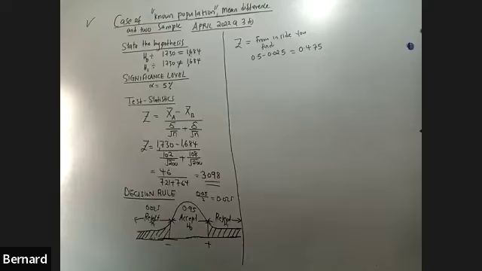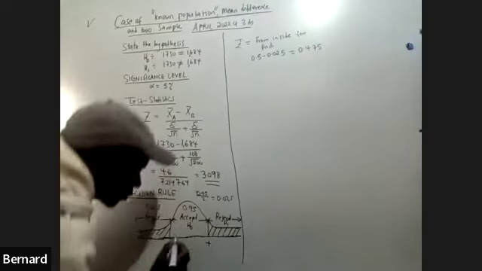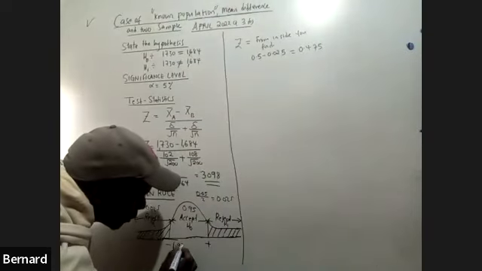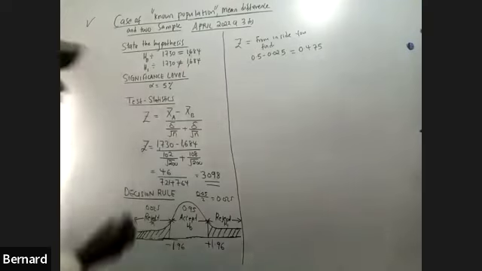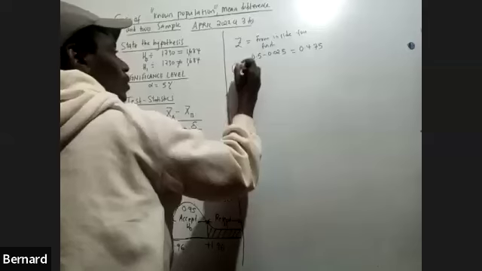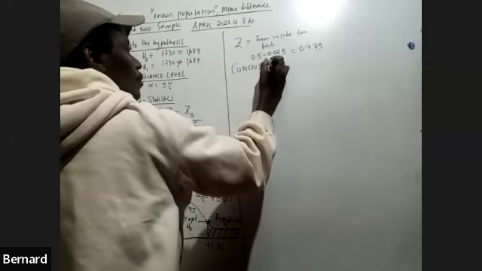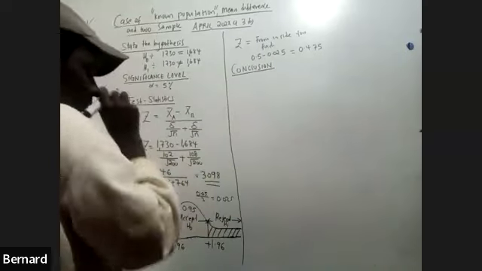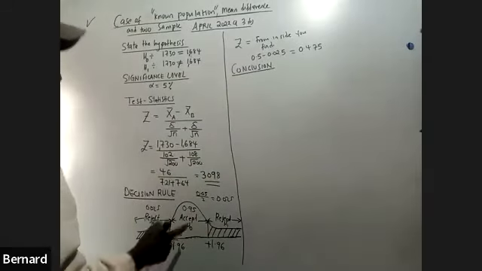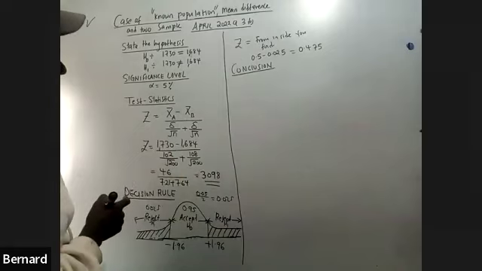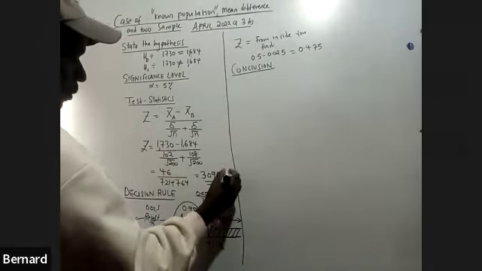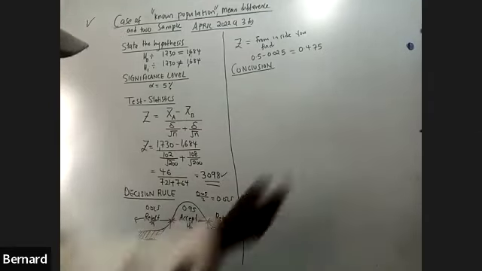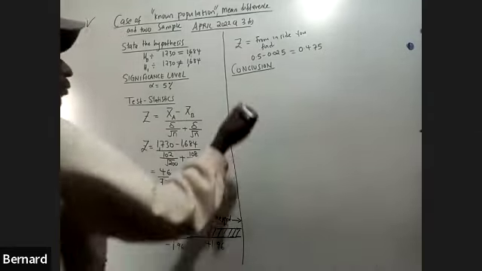So what is the figure from the table? 1.96. We have 1.96. Now, conclusion. For the conclusion we ask ourselves, where does that 3.098 fall? It is above 1.96, so we reject.